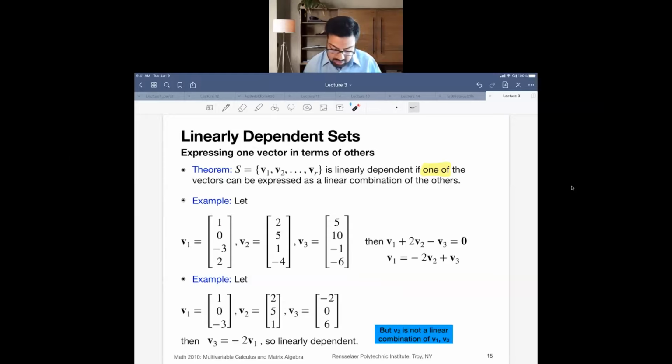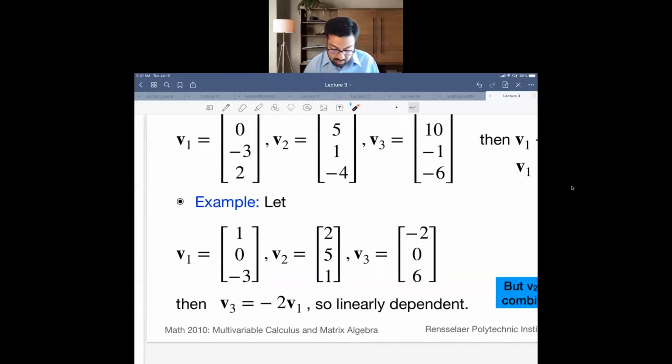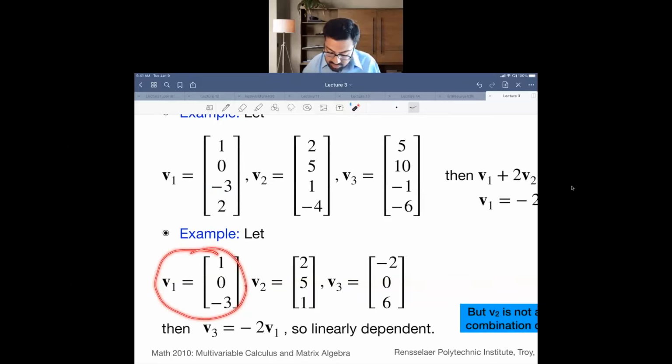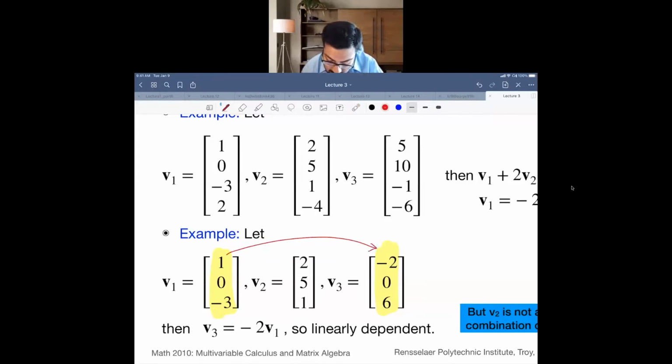Next, let's take a look at an example which is slightly different. You have three vectors here, v1, v2, v3. These three vectors are in R3 space, a three-dimensional space. And let's take a look at v1 and v3, right? So if you take a look at v1 and v3, you can right away say, if you double v1 and multiply it by a negative sign, you get v3, right? So you see this from here to here. v3 equals negative 2 v1, right? Which is this guy right here.